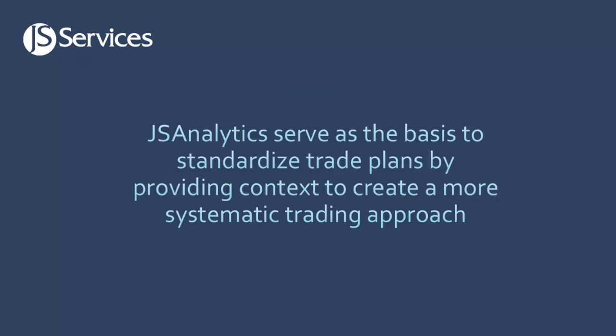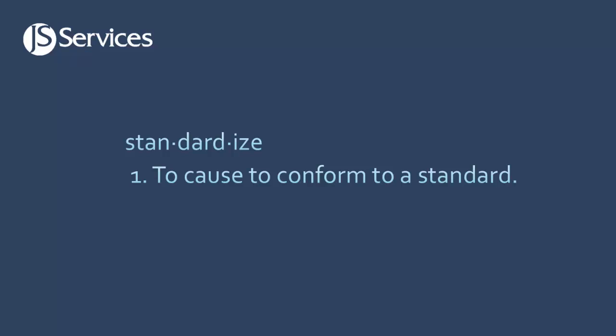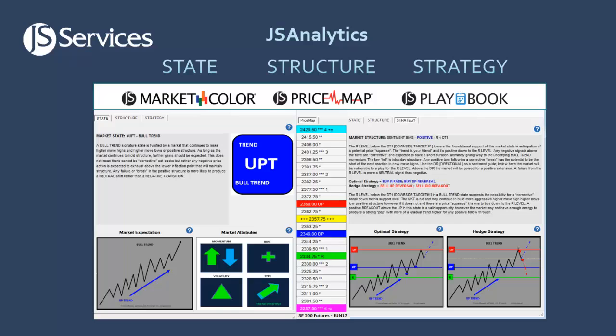JS Analytics serve as the basis to standardize trade plans by providing context to create a more systematic trading approach. Standardize: to cause to conform to a standard. JS Analytics are the standard to align trading tactics with to create a more systematic approach that is unified across all markets and state conditions.